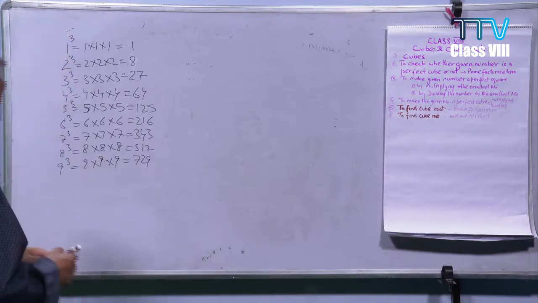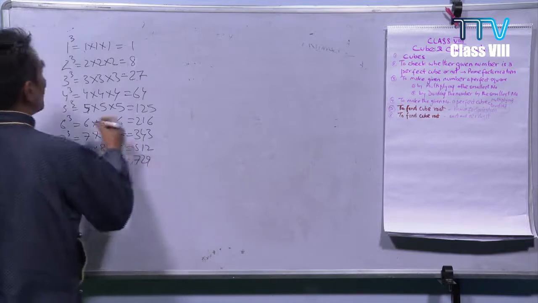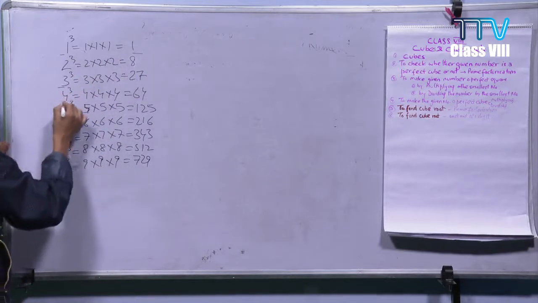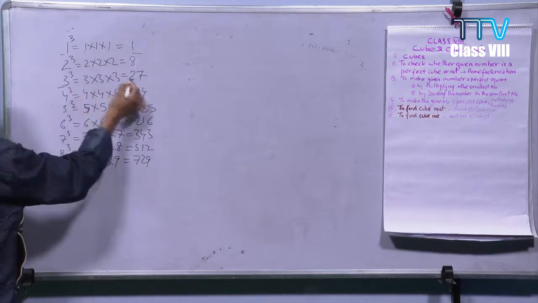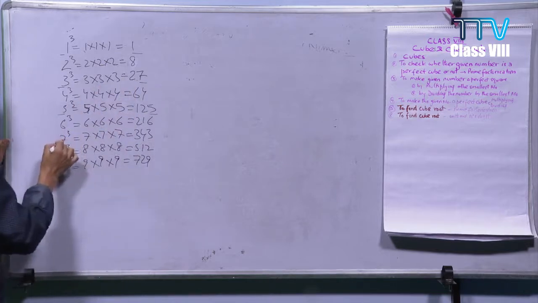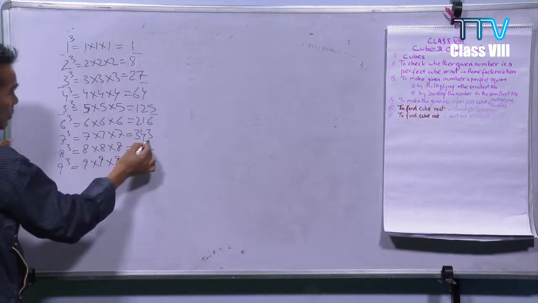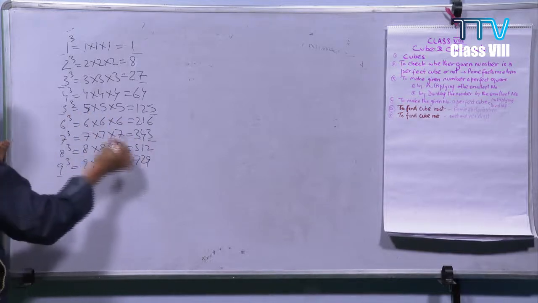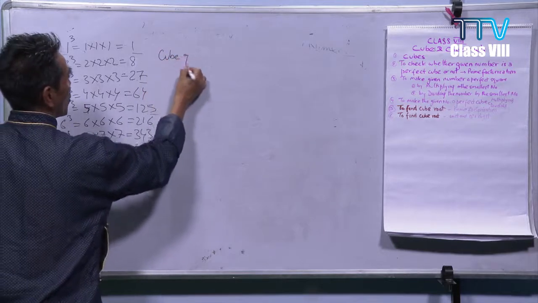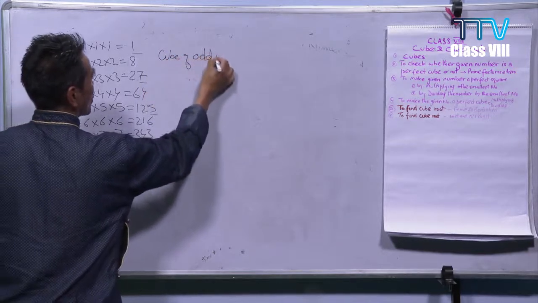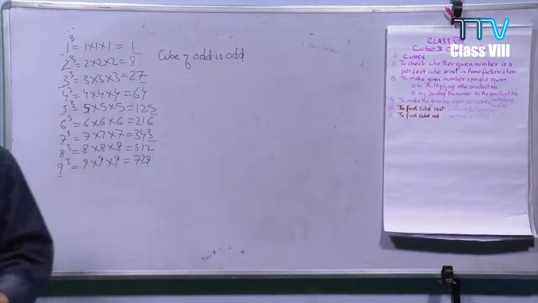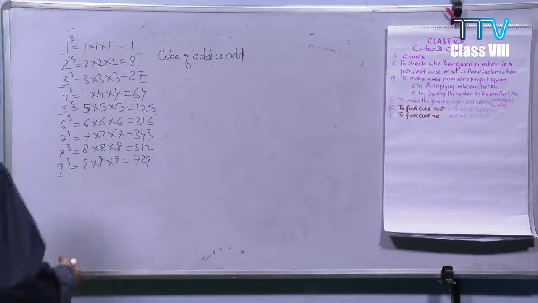First step: the odd numbers. 1 is odd, and its cube is odd. 3 is odd, its cube 27 is odd. 5 is odd, its cube is odd. 7 is an odd number and its cube is odd. 9 is an odd number, its cube is odd. That means the cube of an odd number gives an odd answer.